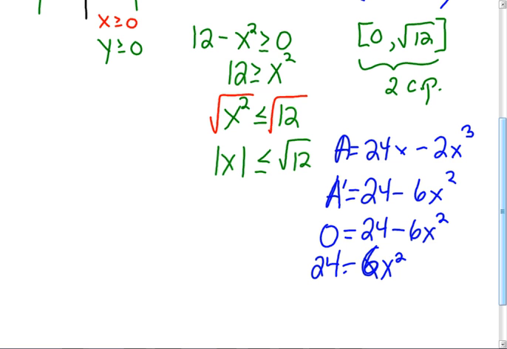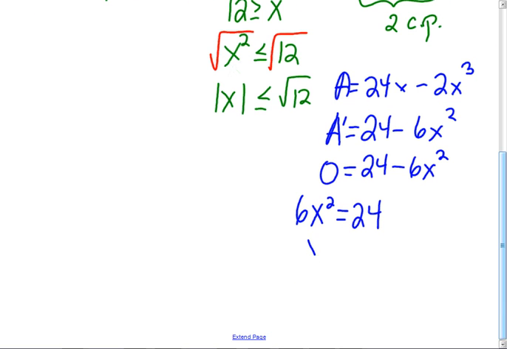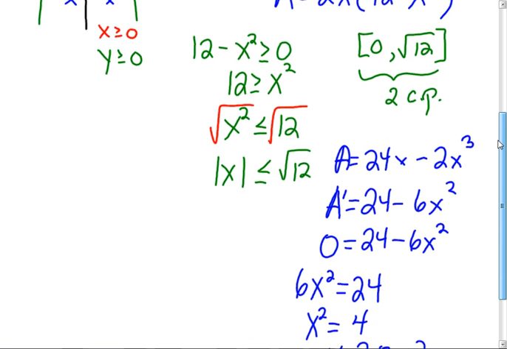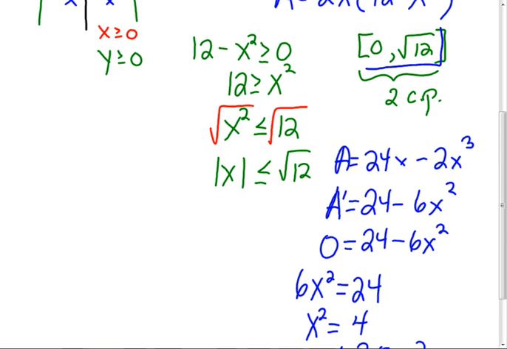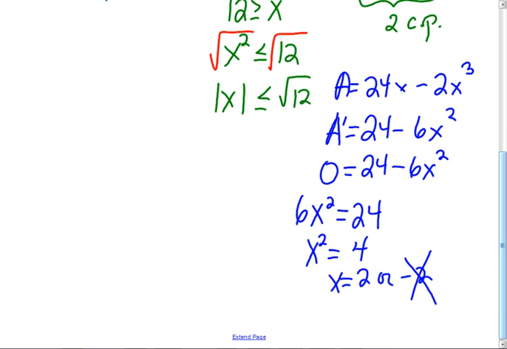Let me put the 6x squared on the other side. Then we don't have to worry about the signs. So I'm going to add 6x squared because I'm going to get the same thing. If I had negative 6x squared, I'd have negative 24. So x squared equals 4. And x has 2 values, 2 or minus 2. But look at our interval. Our interval goes from 0 to the square root of 12. x can't represent a negative number. So we've got to throw that one out.